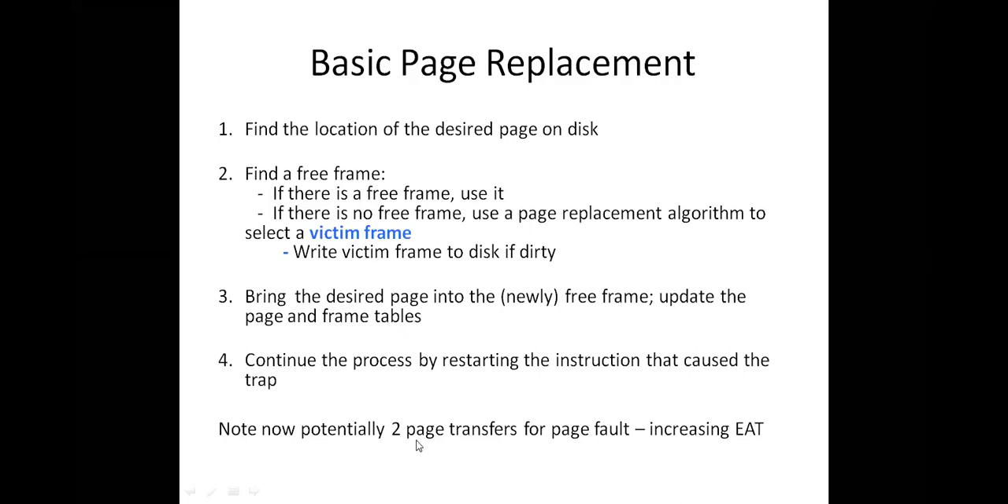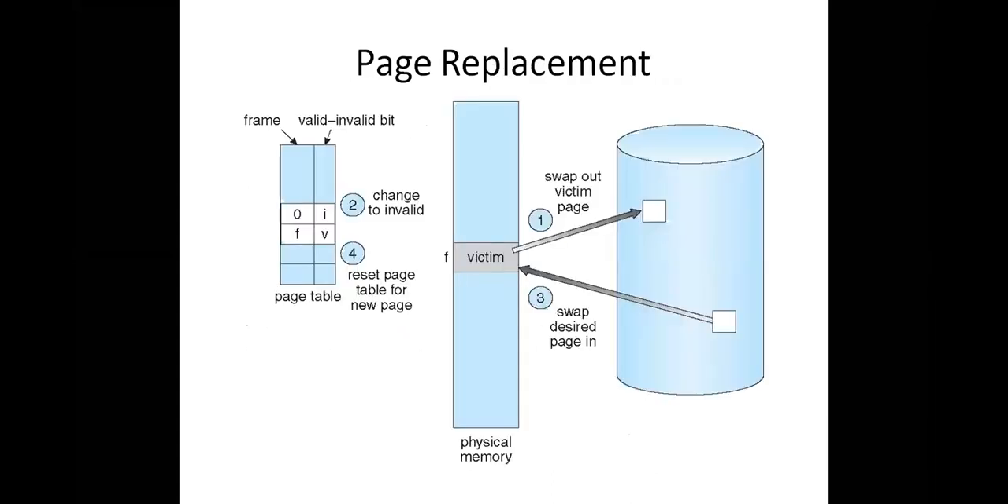So now there are potentially two page transfers for a page fault, increasing the effective access time. That means in order to continue the execution, if you require more than one page, it automatically increases the access time. Why? Because you need to bring two pages from the main memory.